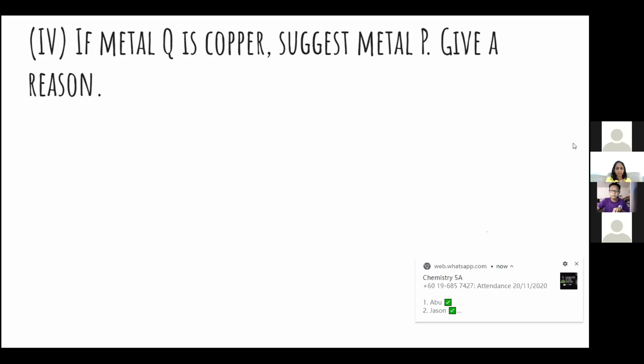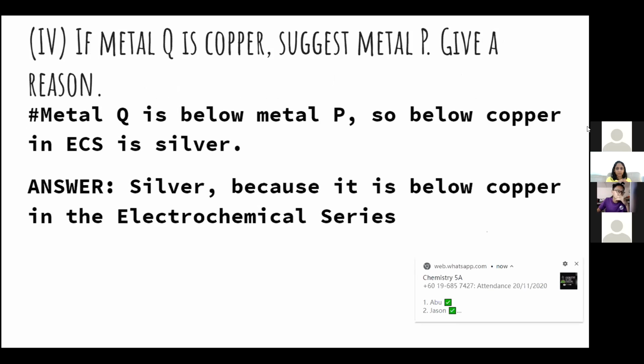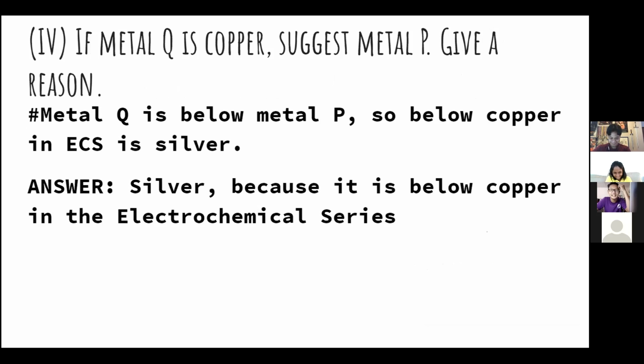Number 4. If metal Q is copper, suggest metal P, give a reason. According to the formula, for the pair, the copper is Q and P is silver, because it's below copper in the electrochemical series. Or you can write, because silver is less electropositive than copper in the electrochemical series.